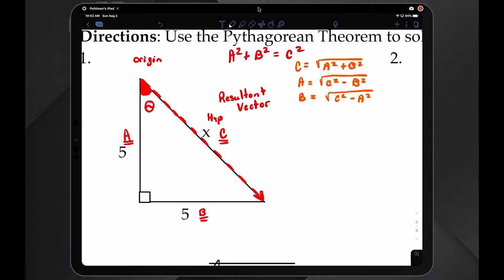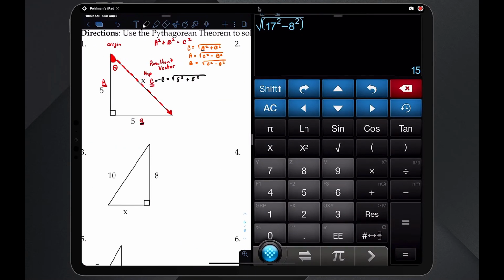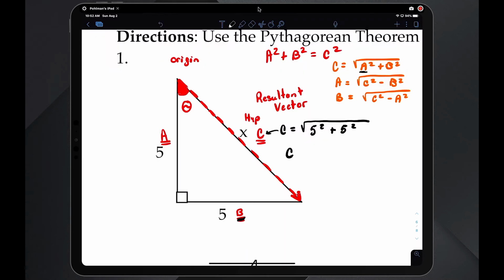So we're going to put in c, that's this guy right here, equals the square root of a squared, a is 5, plus side b, that's 5. Calculator time. We'll have square root, parentheses, 5 squared plus 5 squared, close it up, and you get 7.1. c equals 7.1, and since we're going to describe these as walking, we'll put meters.